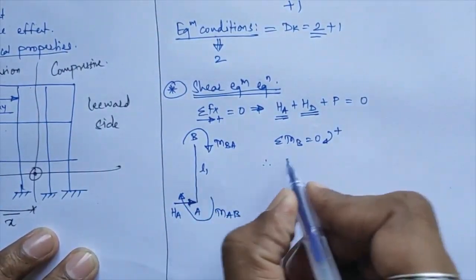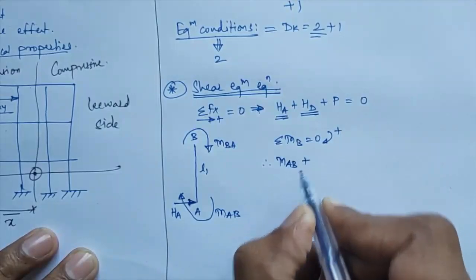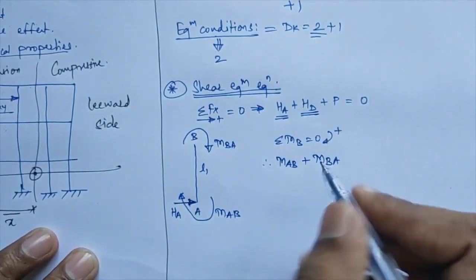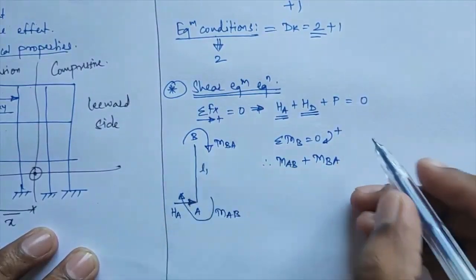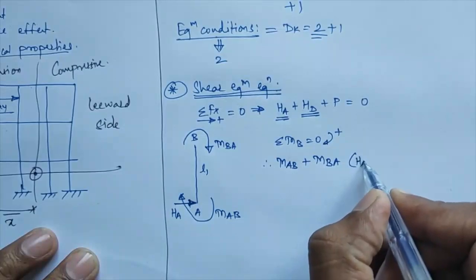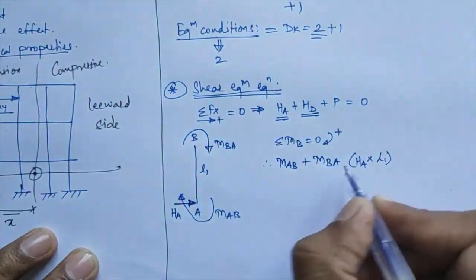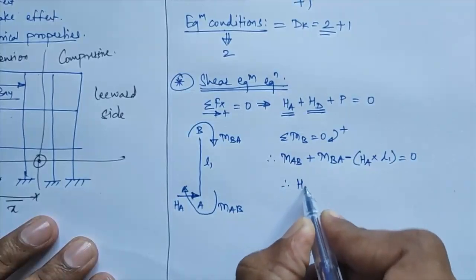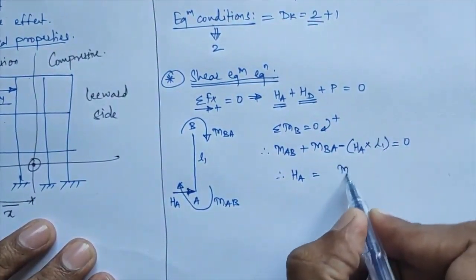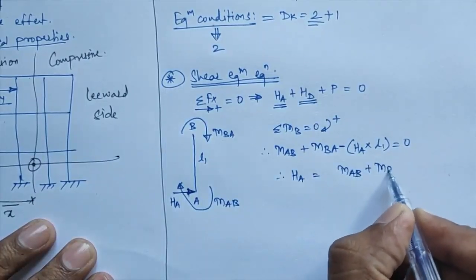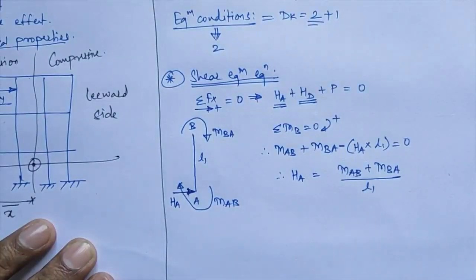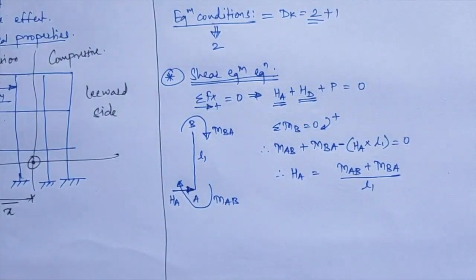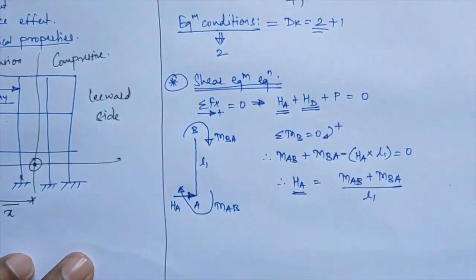Firstly, the moment occurring at point A, MAB, plus the moment occurring at point B, MBA. Both are clockwise, and clockwise we consider positive, so both are positive. And the moment of HA about point B will be HA into L1, and that moment is anti-clockwise in nature, so I treat it as negative, equal to 0. So if I calculate the value of HA, I get HA equal to MAB plus MBA divided by L1. Okay, so the MAB and MBA values you will get from your initial steps, that is from the slope deflection equation. You will substitute those values here and get the final value of HA.